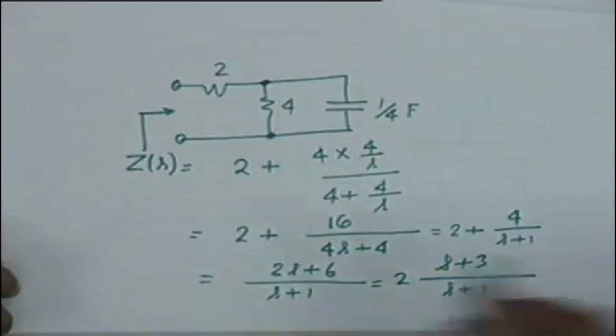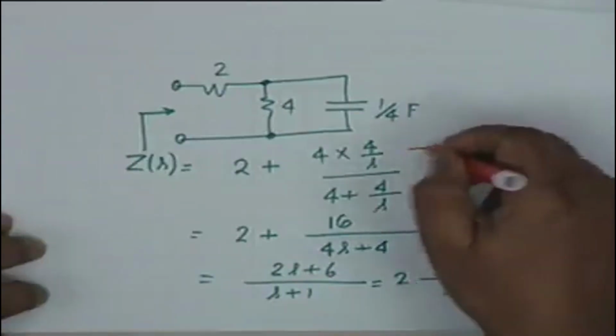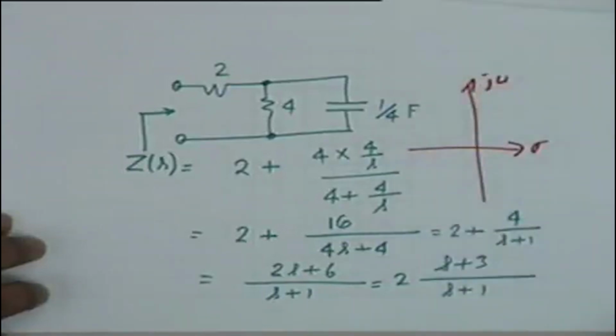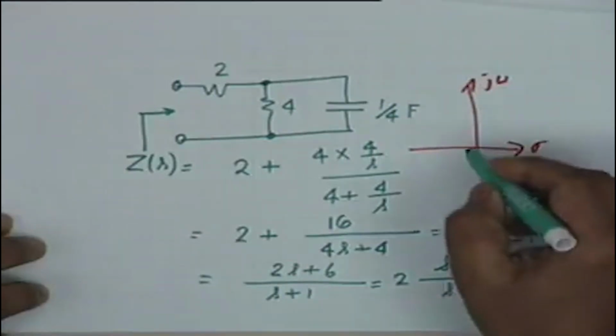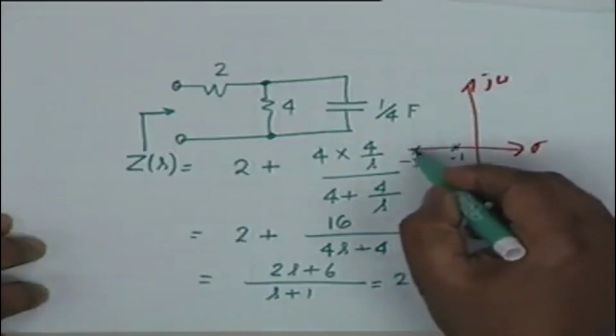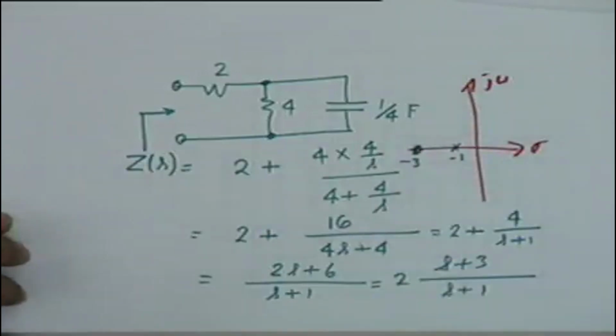Alright. Therefore, the pole-zero diagram is, on the sigma j omega plane, the pole is at -1, and the zero is at -3. No, I'm sorry, this should be a circle. The zero is at -3. Alright.